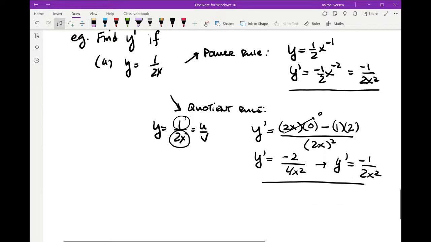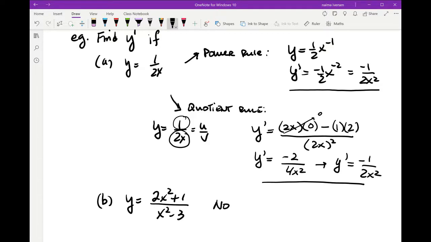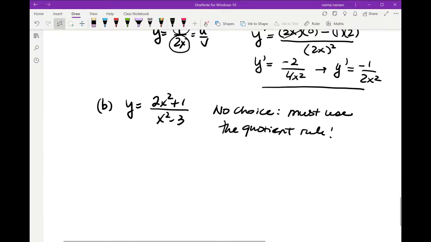So with this one, you get a choice, but with our next one, you do not get a choice. So if I had something like 2x squared plus 1 over x squared minus 3, there is no choice for this one. You must use the quotient rule, because you can't write this as just one power of x. So when we take a look at this, we think about your y is equal to u over v. This guy is your u and this guy is your v.